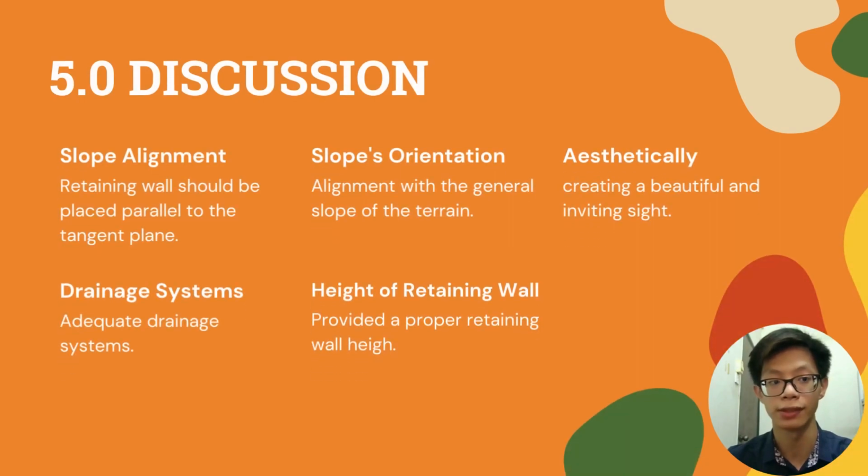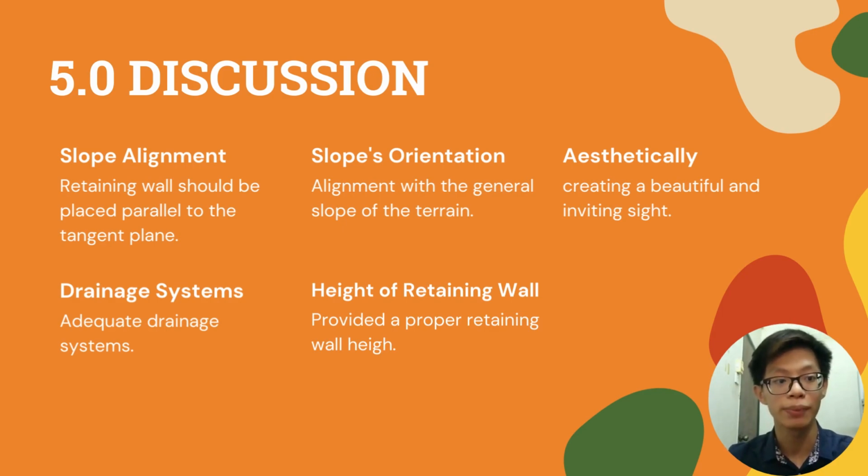For discussion, the tangent plane can be used as an outline or guide when designing a retaining wall. By placing the retaining wall parallel with the tangent plane, corresponding to the natural slope of the surface, the wall is stable and effectively supports soil retention.